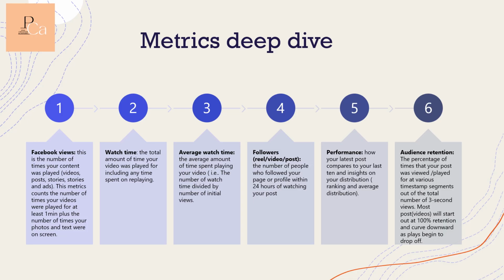This metric counts the number of times your videos were played for at least 1 minute. How long that person stayed on your post, for at least how long? So at least 1 minute. You have the one of 3 seconds, you have the one of, I think, 3 minutes too. So it tells you all of these things, at least 1 minute, plus the number of times your photo and text were on screen. You see that, the impressions. So it tells you how many times your particular post came on screen.